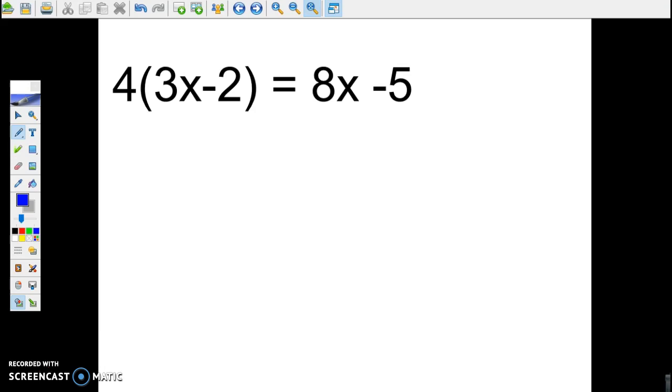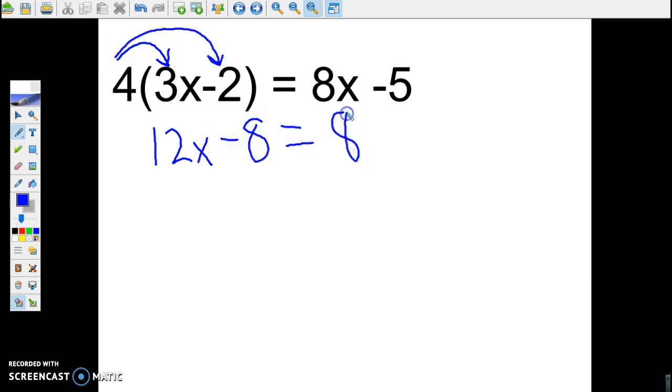Alright, so hopefully the first thing you did was distribute 4 times 3x, which results in 12x. You also did 4 times minus 2, which gives you minus 8. We have 8x minus 5. Those are two different types of terms. One has an x while one does not, so we cannot combine those together.